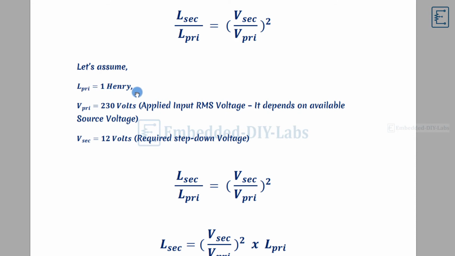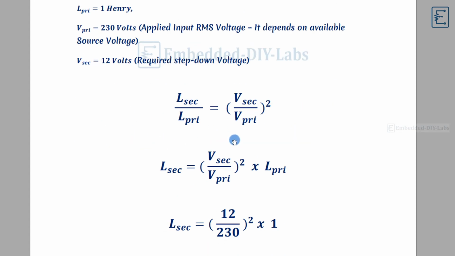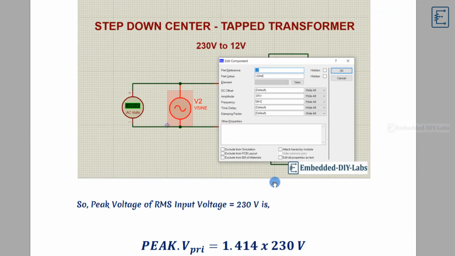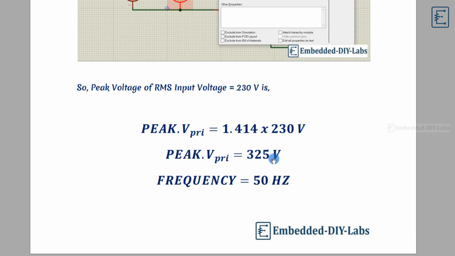Assuming that primary inductance as 1 Henry, primary voltage is 230 volts, then the required step down voltage is 12 volts. After applying that in inductance ratio formula, we will get L secondary as 0.002722 Henry. Then for input source, we have to apply peak voltage. So the 230 volt RMS voltage is converted to peak, which is equal to 325 volts.